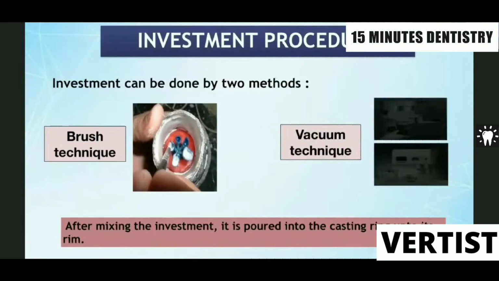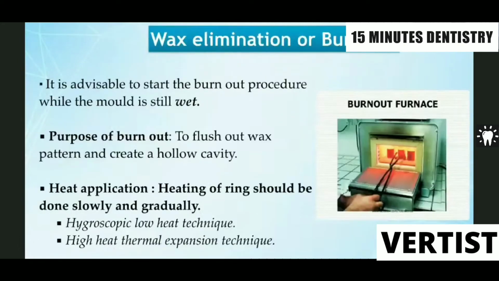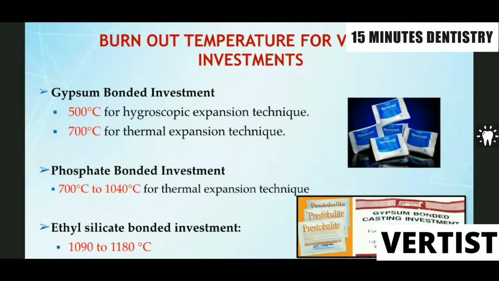Investment procedure can be done by two methods. You can see in diagram 1, it is being applied with your brush, or it could be by a vacuum technique, which is invested in an air-free environment. Next we carry out the burnout or the wax elimination. Now it could be done by a low heat technique or a high heat thermal expansion technique. Why do we do it? We want to flush out the wax and allow the metal to flow. So it could be a hygroscopic low heat technique or a high heat expansion technique.